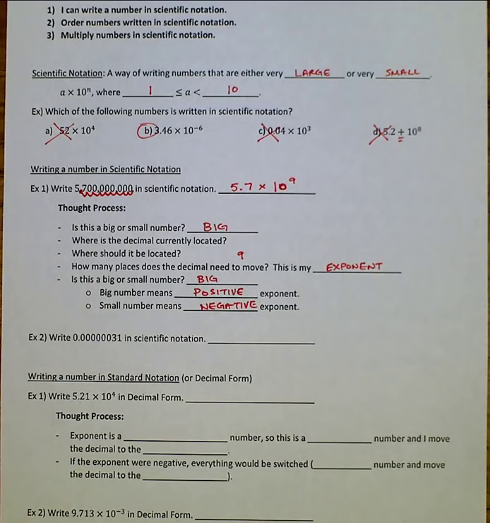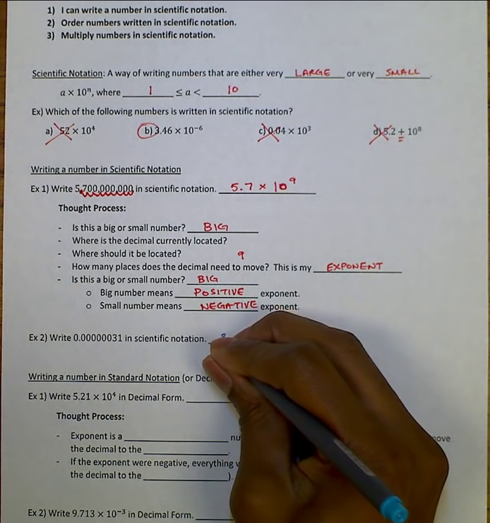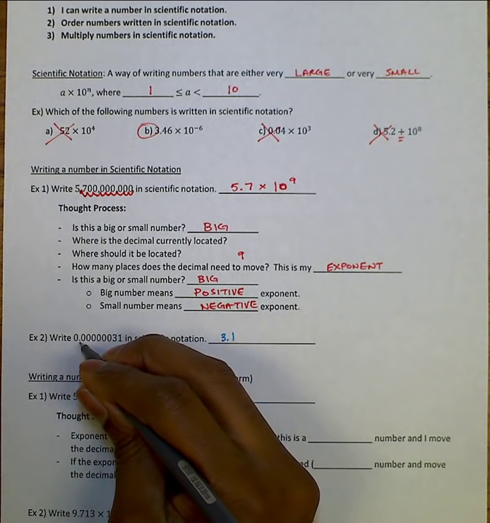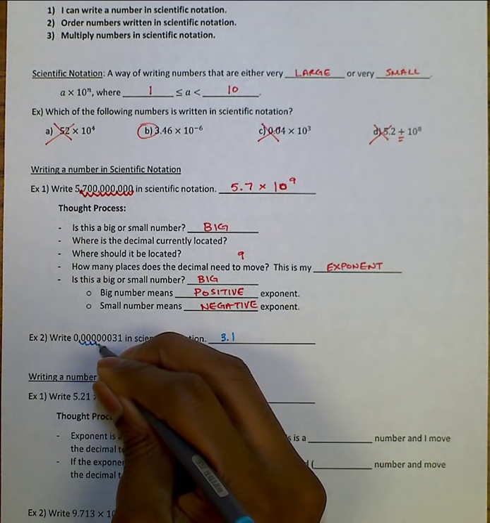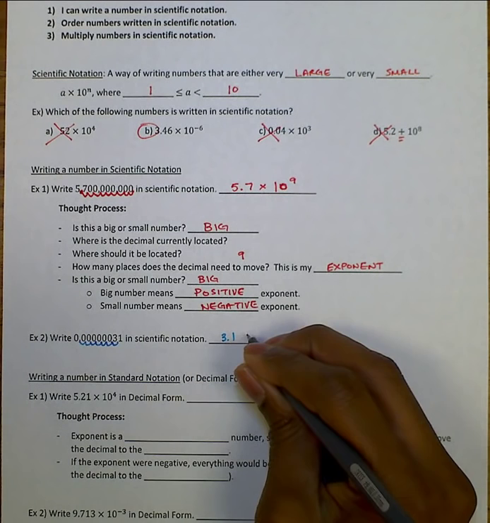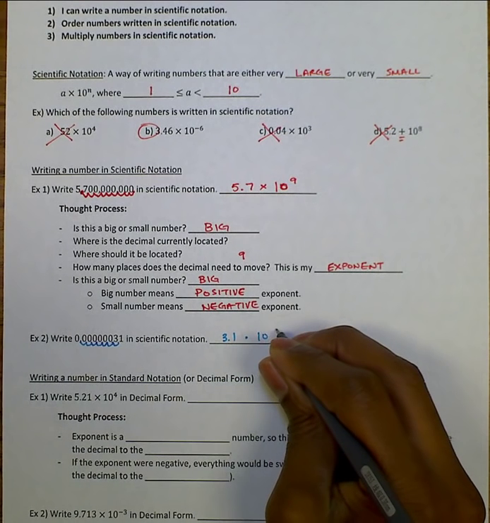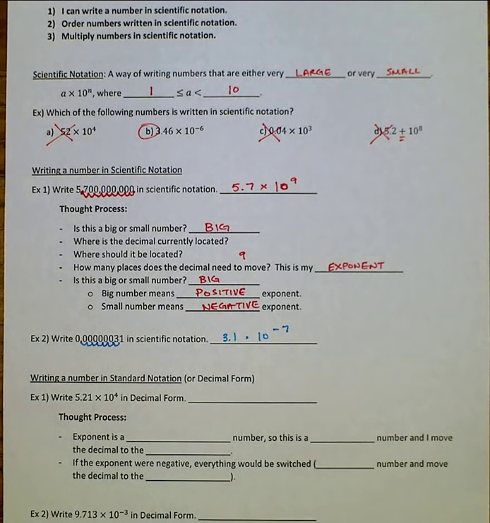Alright, example 2 says write this number in scientific notation. If you would, pause it and see if your answer matches up with mine. I'll give you a second to pause it. Okay, you should have had something like 3.1. Let's see how many spaces: 1, 2, 3, 4, 5, 6, 7. So 3.1 times 10 to the negative 7, since it's a small number, negative 7.